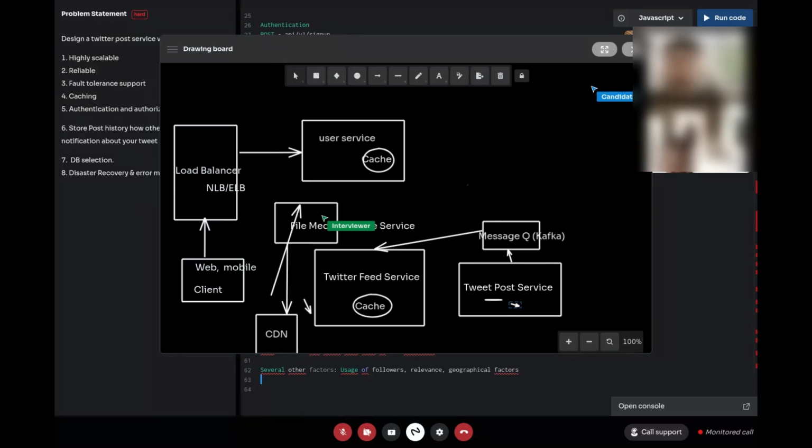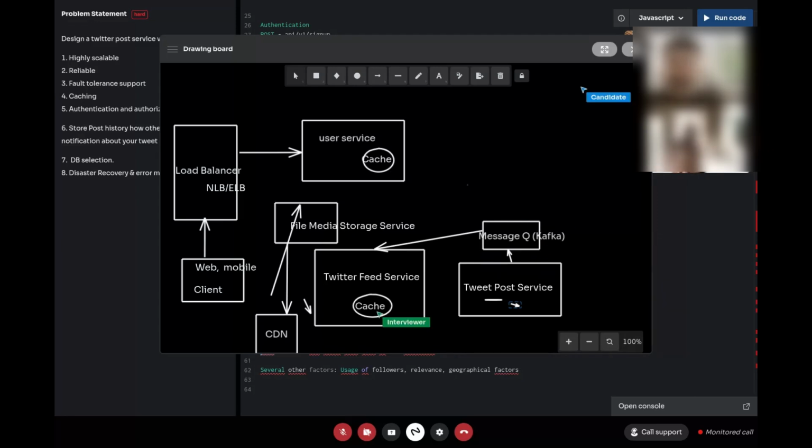But when it is a push model, we can use Kafka. Even though it is almost real time or near real time, we can choose a messaging queue instead of directly hitting the APIs because it can fail. And yeah, that's how we can solve it.